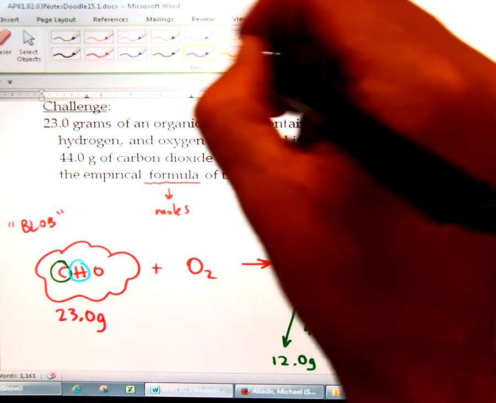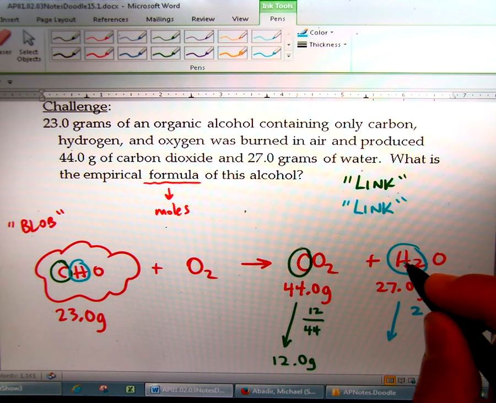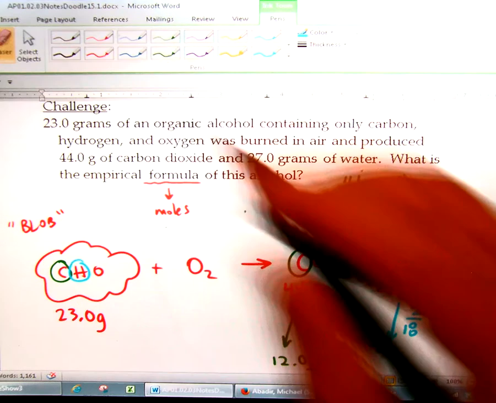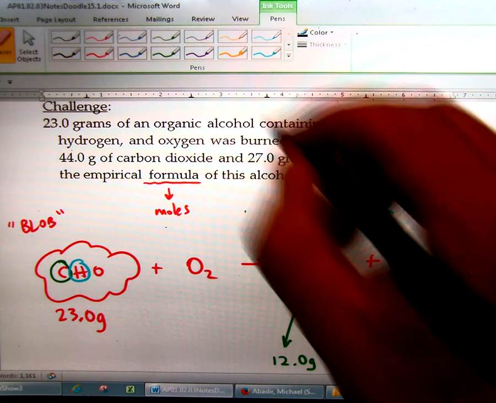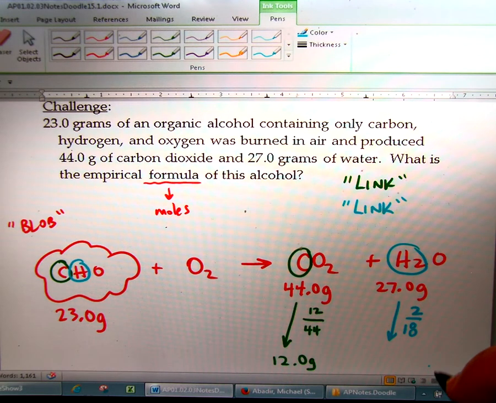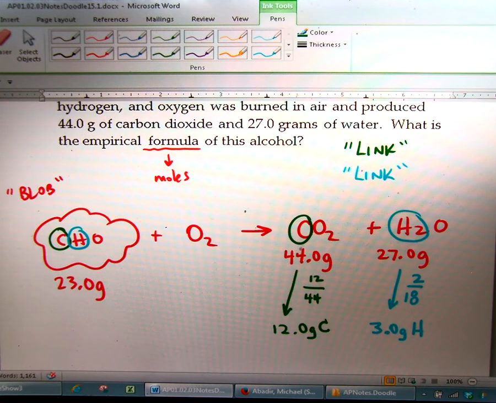Okay, by the same token, hydrogen weighs 2, because there are 2 of them in water. All of water weighs 18. So 2 out of 18 is 1/9. Let's not forget about our fractions. 1/9 of 27 is 3. So there are 3 grams of H altogether in the blob and 12 grams of carbon altogether in the blob.